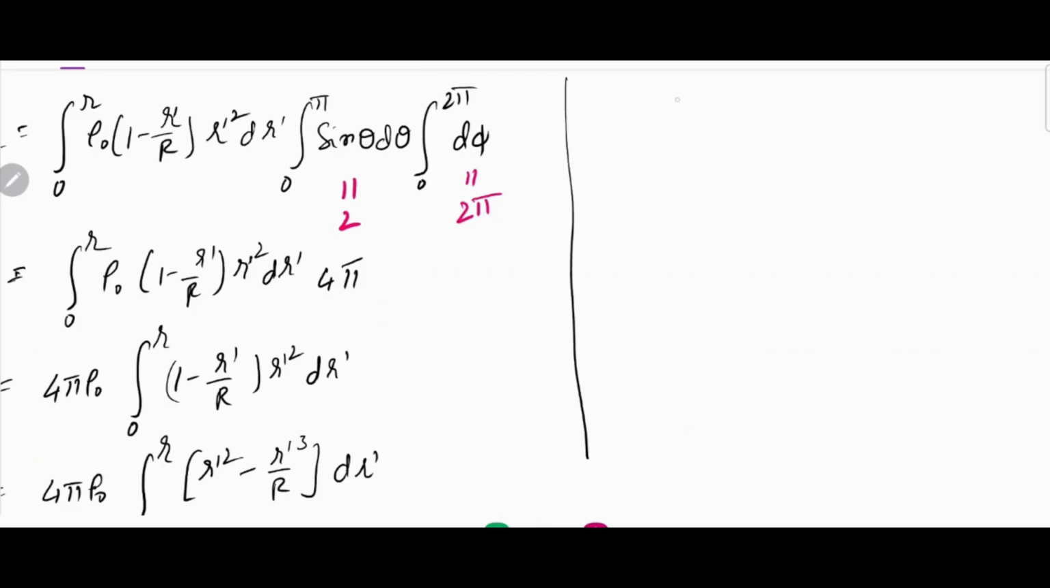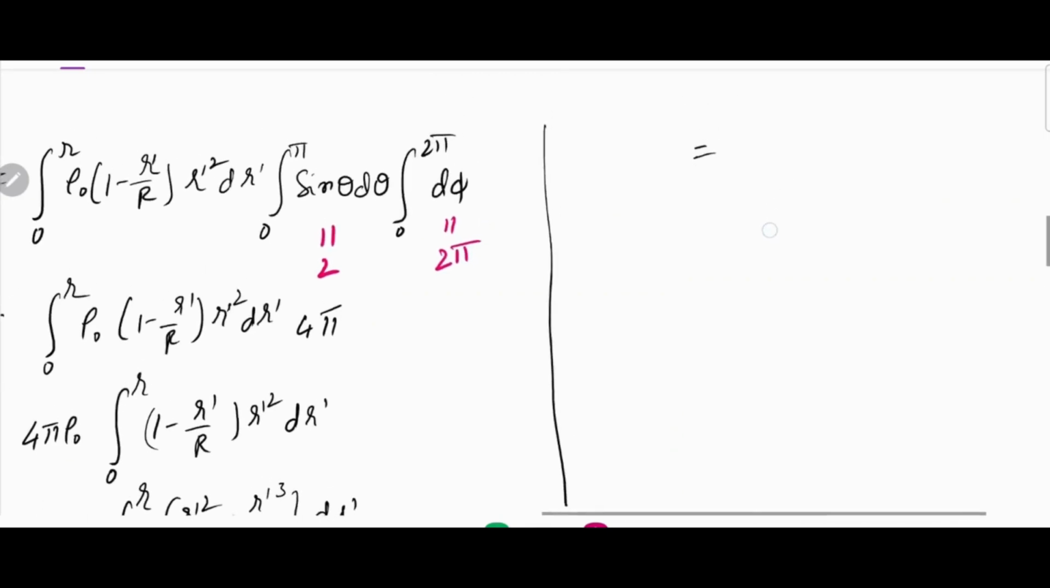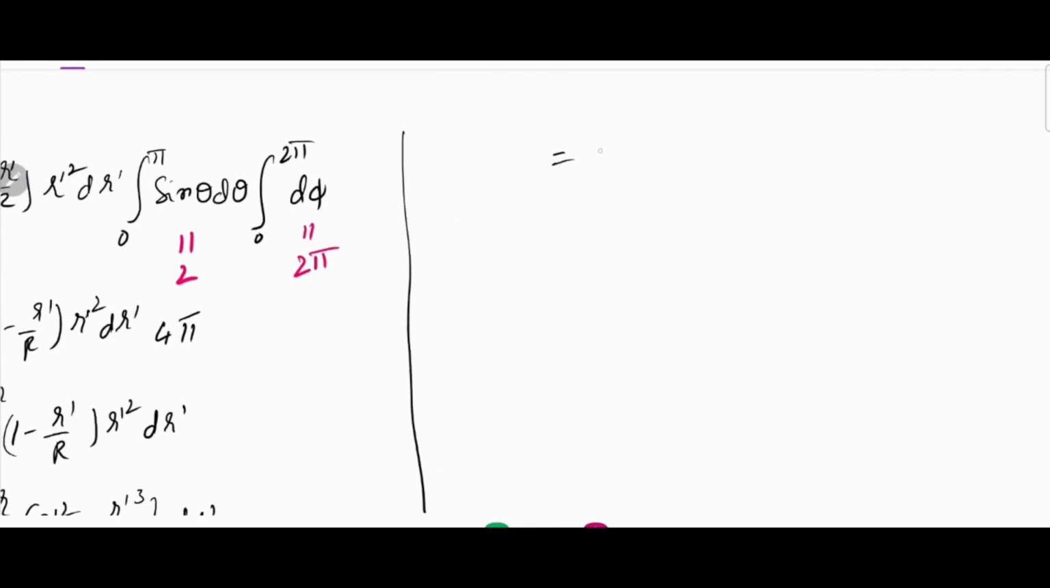Okay, so then the integral becomes rho naught into 4 pi into rho naught into r cube by 3 minus r power 4 by 4R. So this is the final expression for charge enclosed within the sphere.